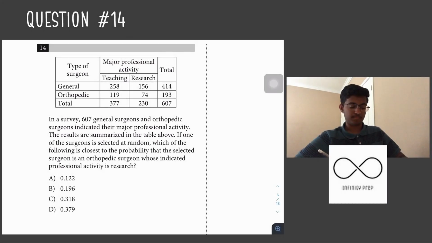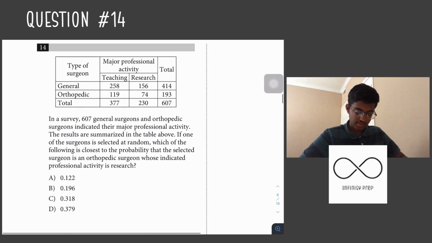Question number 14. In a survey, 607 general surgeons and orthopedic surgeons indicated their major professional activity. The results are summarized in the table above. If one of the surgeons is selected at random, which of the following is closest to the probability that the selected surgeon is an orthopedic surgeon whose indicated professional activity is research?